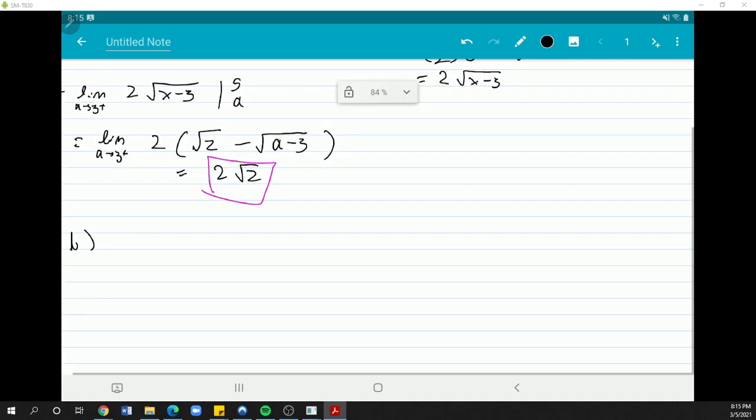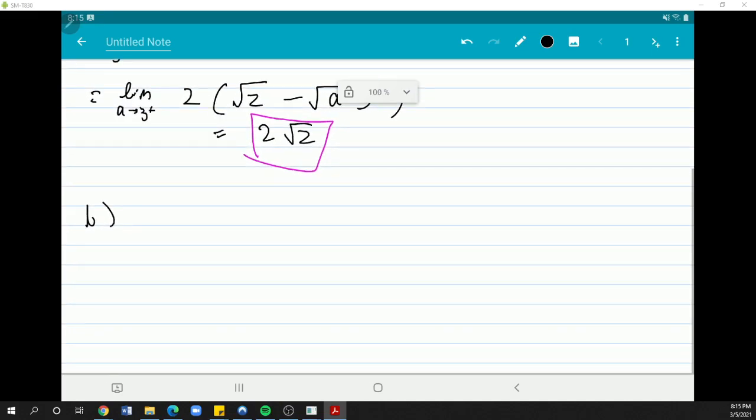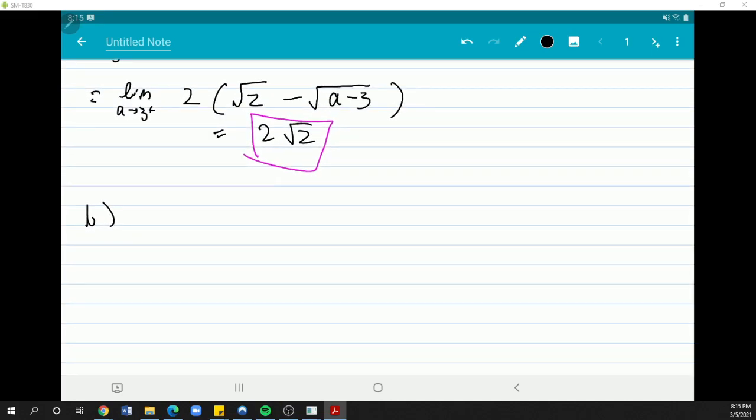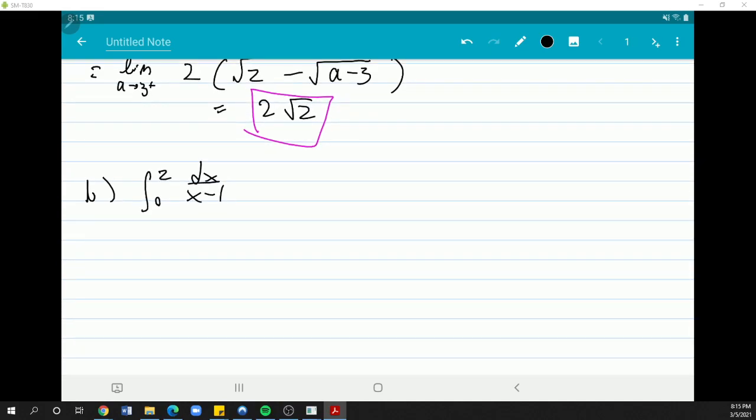For part B, we have the integral from 0 to 2 of dx over x minus 1. And it's the same thing here. This is discontinuous at x equals 1.